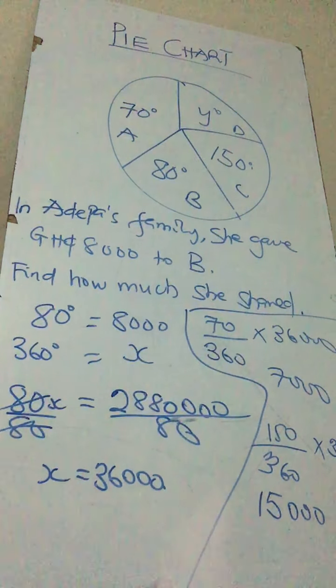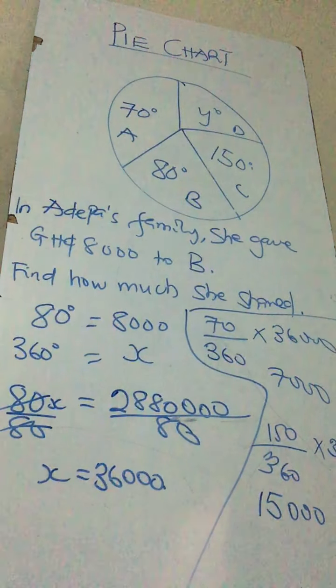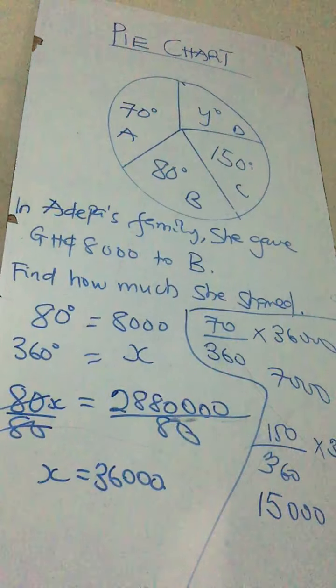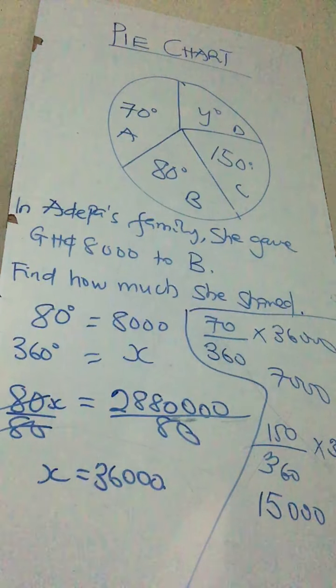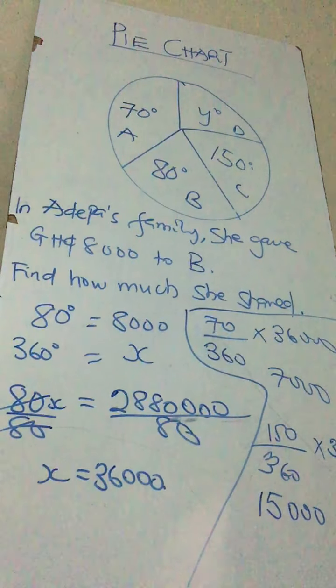Now C had 15,000, B had 8,000. So how much more? It is just telling you to find the difference between the two. So the difference is 7,000. So it means that C had 7,000 more than B. So if you understand this, any question that is direct, you can just answer.